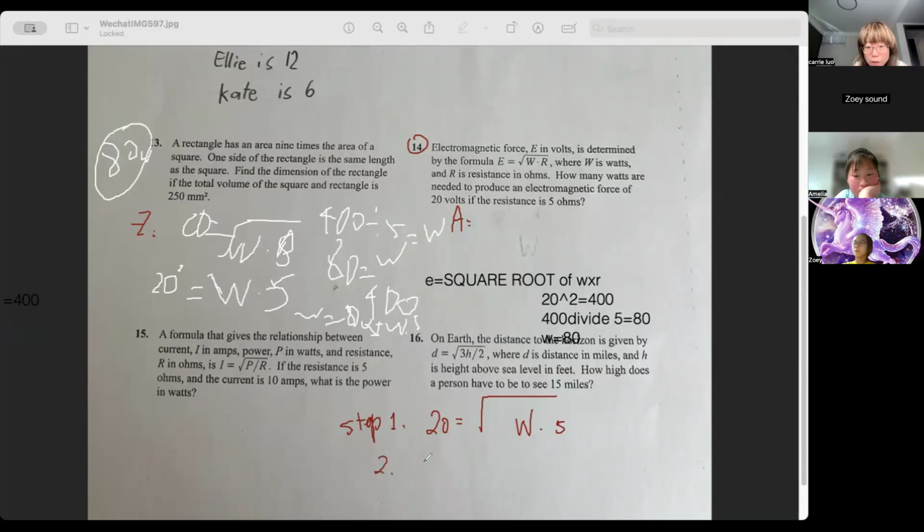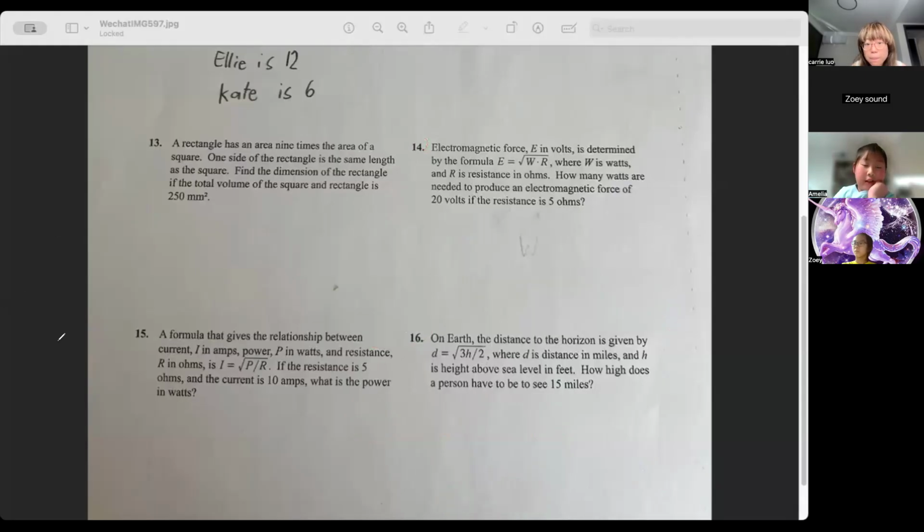So step two is 20 times 20 equals 5 times W. So 400 equals 5W, so W equals 80. Okay, so what is the unit? Good job. You see this, right? Amelia, you need to write that up. Get it? Okay, so let's take a look at number 15.